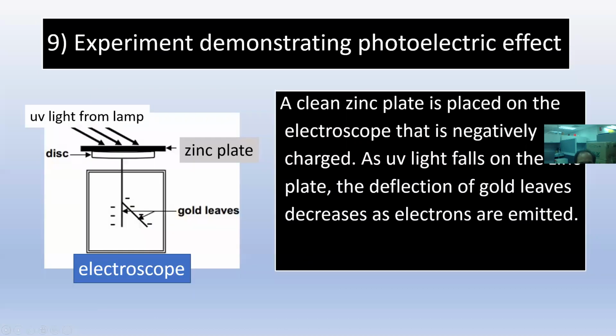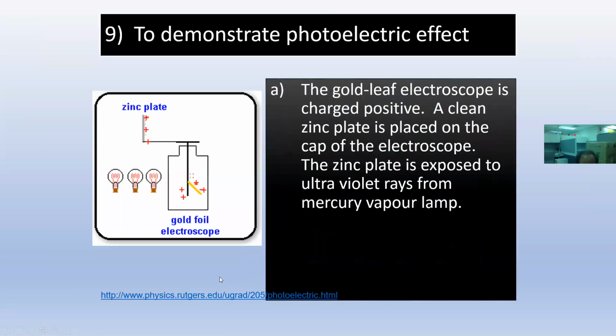Right? So why does it go down? The reason is the leaf diverges apart because this is negatively charged, this is negatively charged. If the gold leaf goes down, it means that electrons must have been ejected from the surface. So as the number of electrons emitted increases, the repulsive force between these two metals is going to be less. So the divergence will decrease. If we charge it positive, nothing happens.